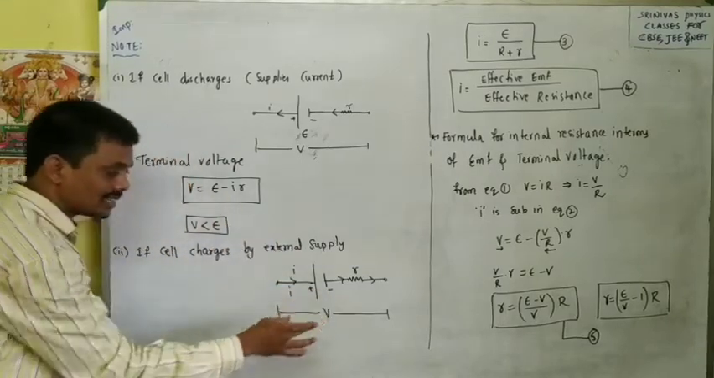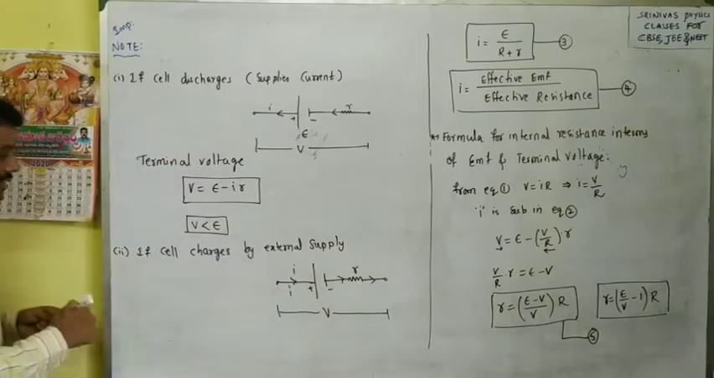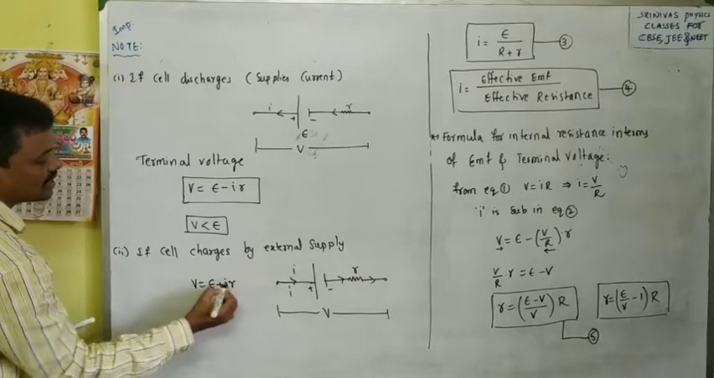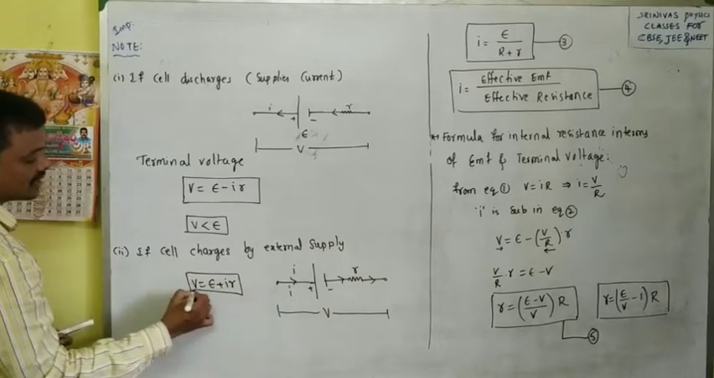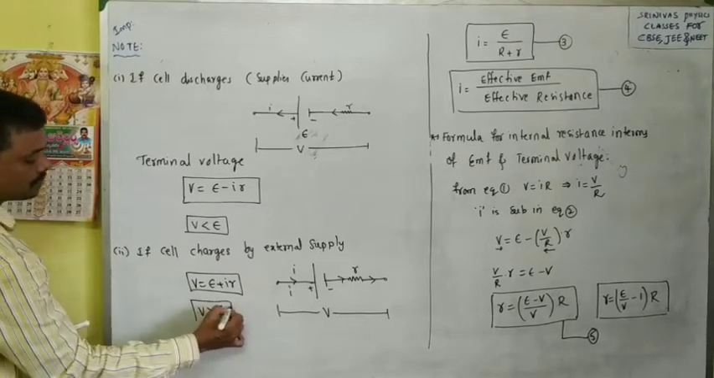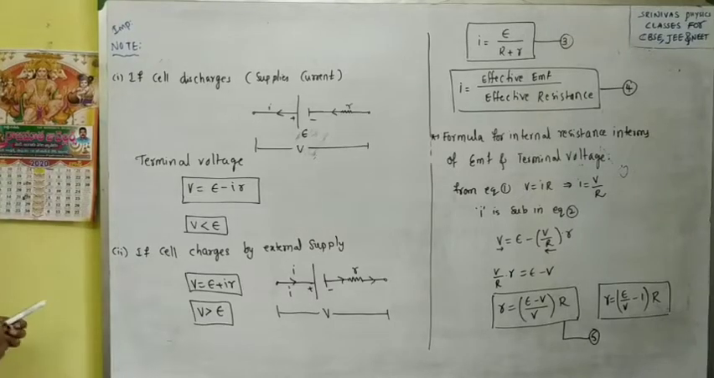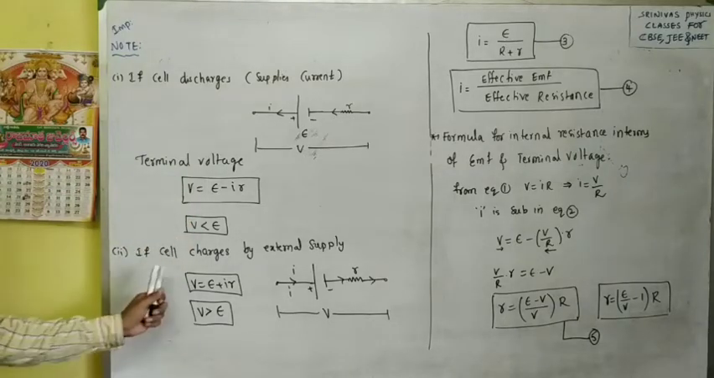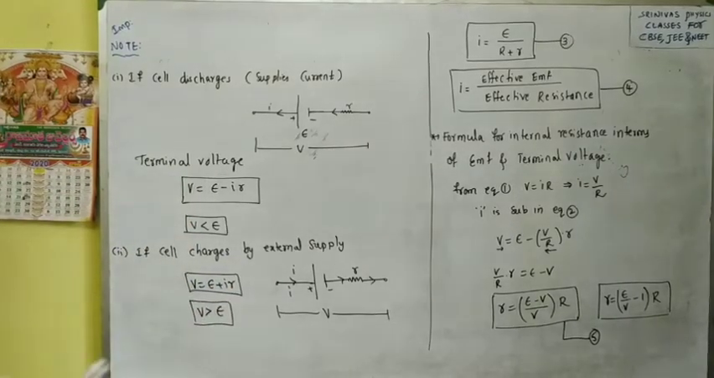But while charging, the voltage increases again, right? Voltage increases means now the formula we get is V equal to E plus Ir while charging. In this case the terminal voltage is greater than the EMF. These formulas we use when the cell discharges, and this formula we have to use when the cell charges.